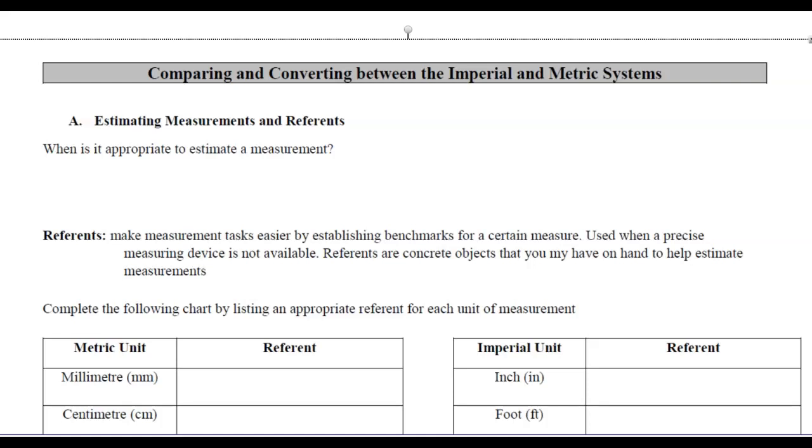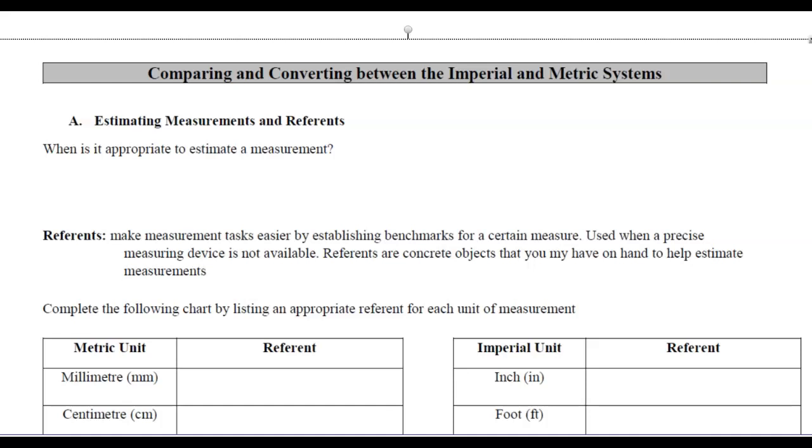Okay, so today we're going to convert between imperial and metric. Yesterday we just did work within metric and just did work within imperial. So today it's both, okay? Also going to talk about referents. So see that word, estimating measurements and referents.